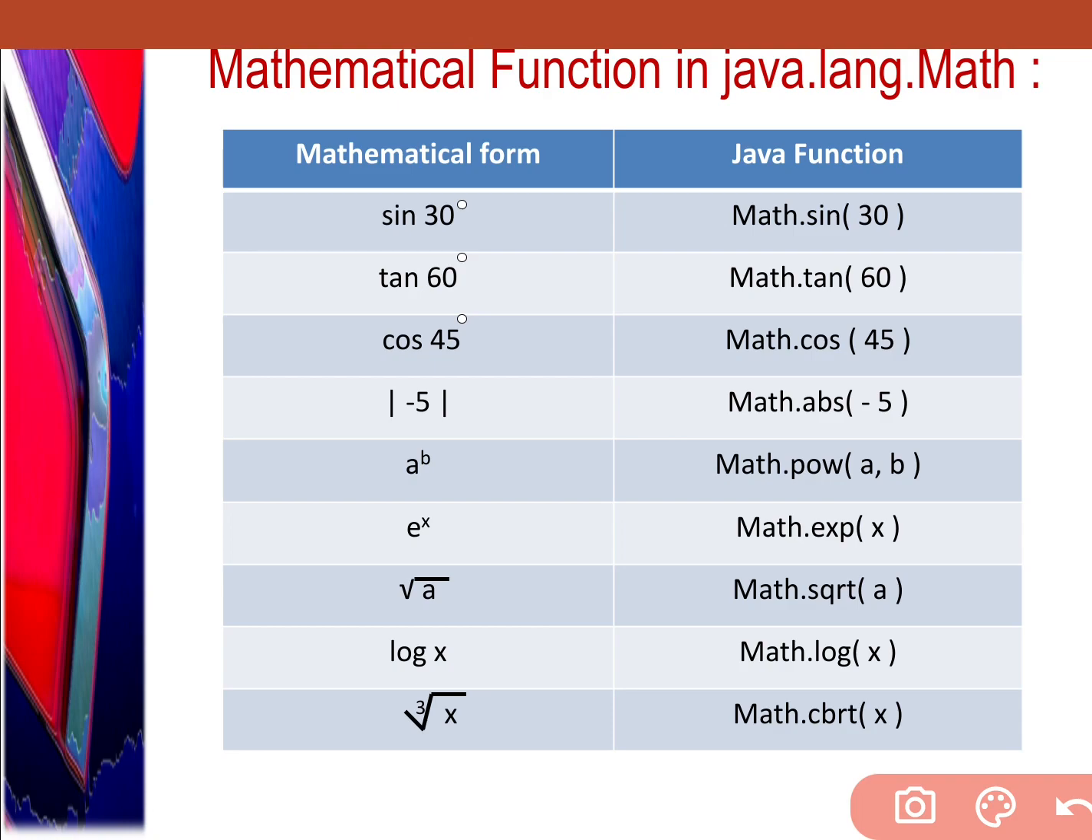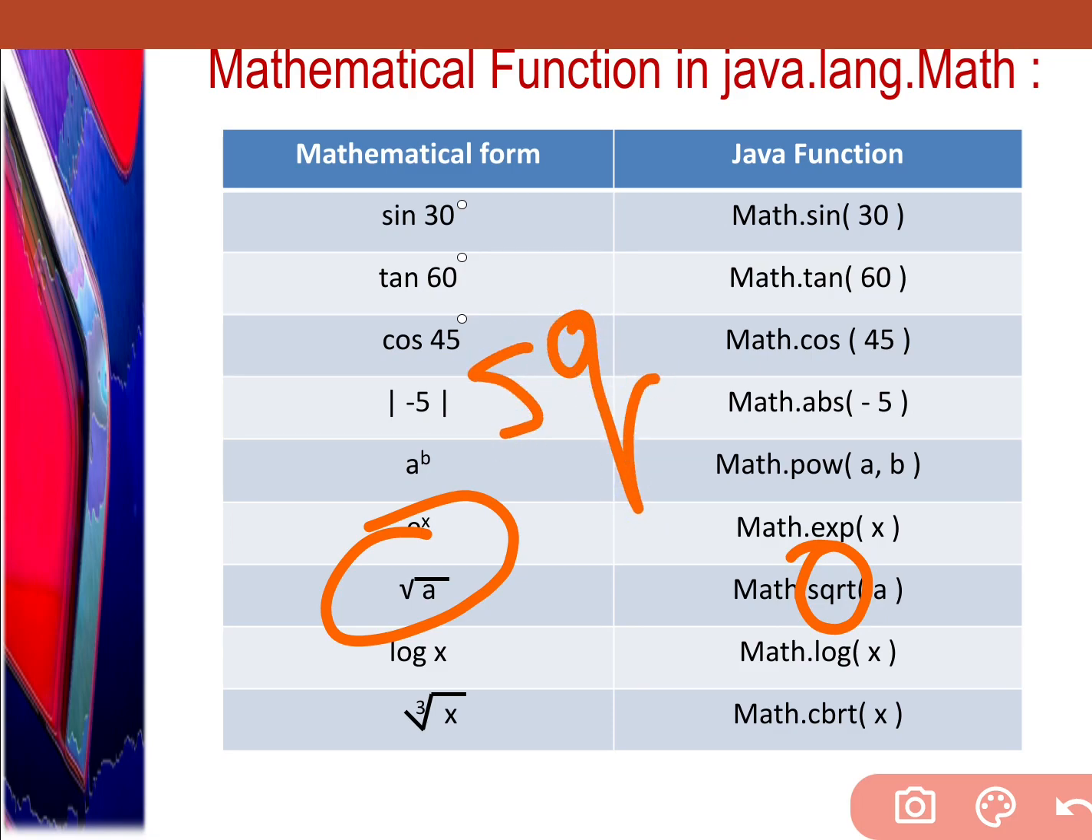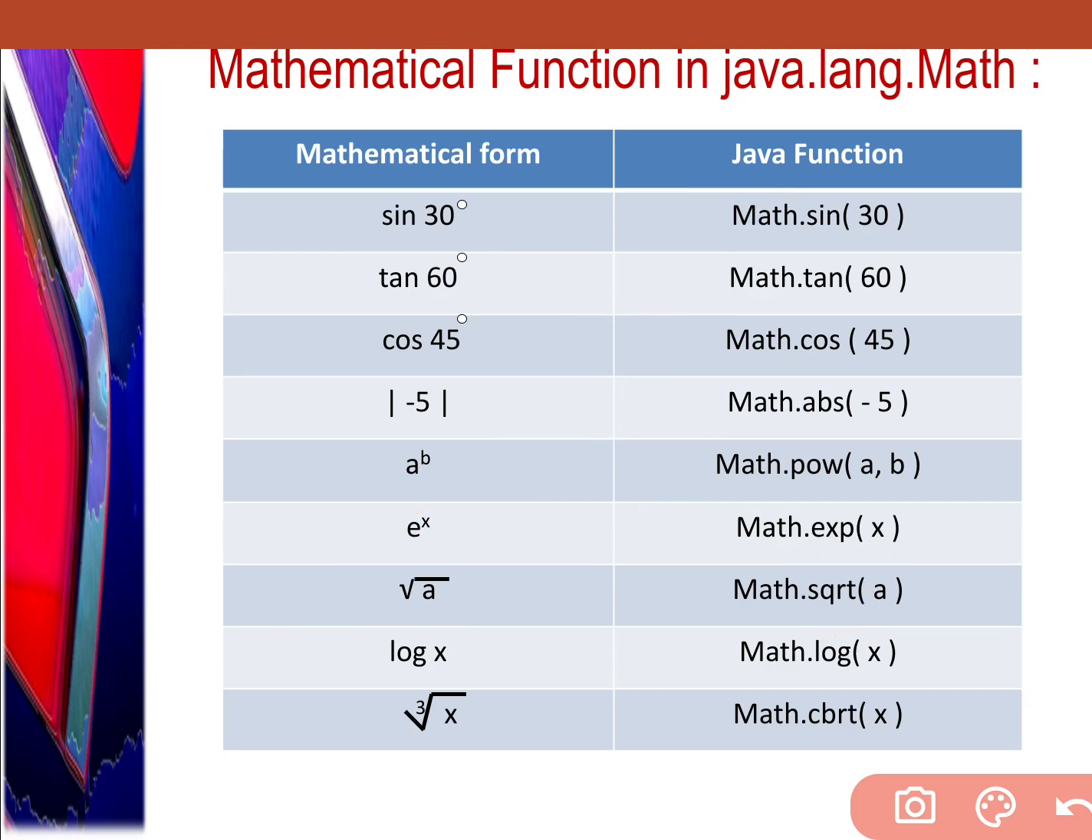And then you have to see this one is square root. In short form, we are using SQRT. SQ for square, RT for root, SQRT. Math.sqrt(a). Why am I writing a? Because in the square root I had written a.